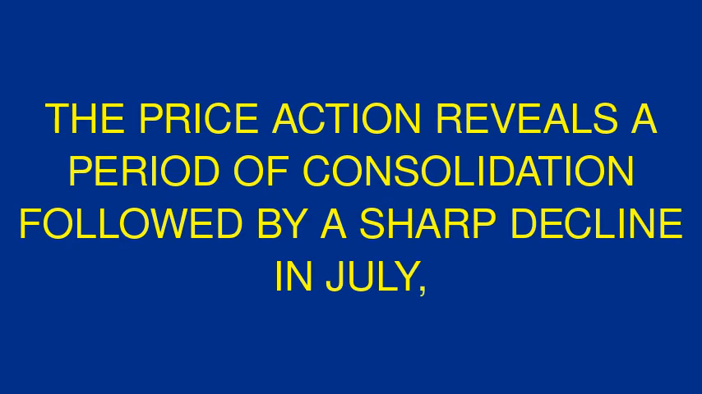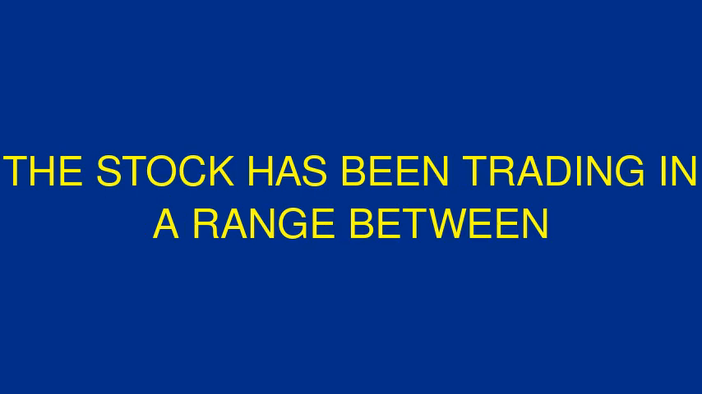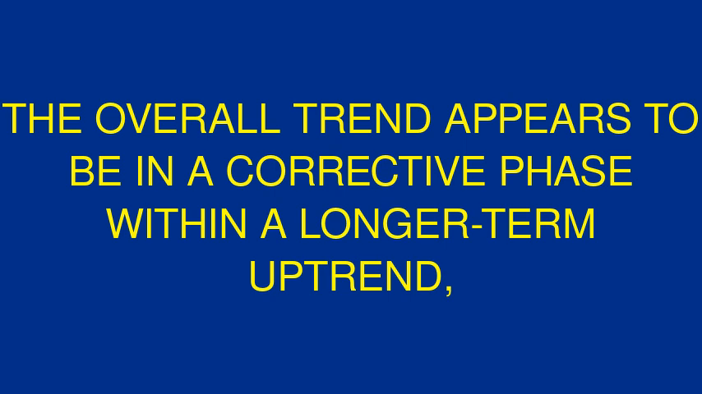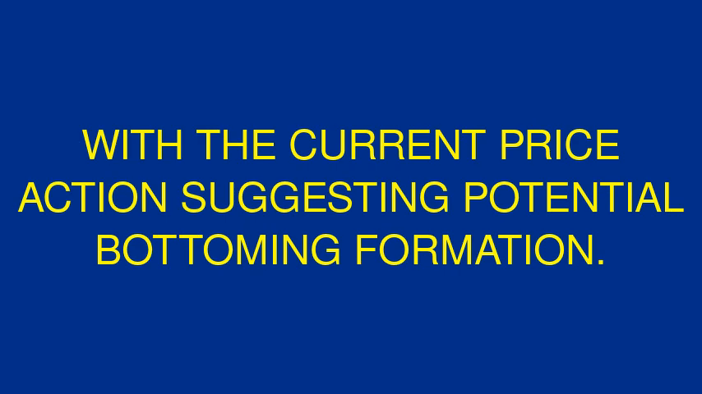3-month high. The price action reveals a period of consolidation followed by a sharp decline in July, with a partial recovery in early August. The stock has been trading in a range between approximately 930 and 990 in recent sessions, showing signs of stabilization after the July decline. The overall trend appears to be in a corrective phase within a longer-term uptrend, with the current price action suggesting potential bottoming formation.